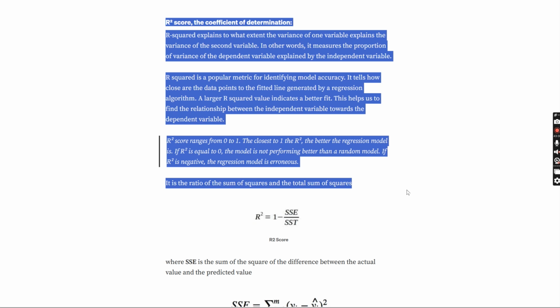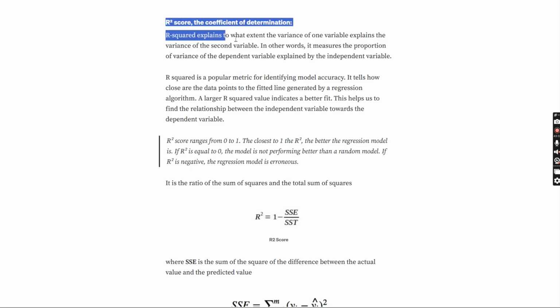Is that clear? Okay, all right. So this is R squared, and most importantly, remember R squared has a range between 0 to 1. 1 is the good number of R squared value, 0 is a poor one.